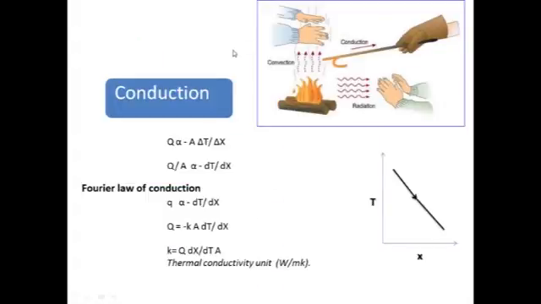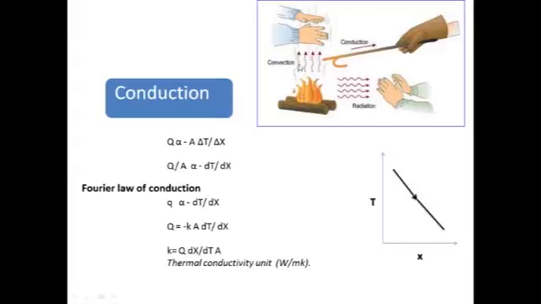Now let us go to conduction, the first mode of heat transfer. We'll see some details in it. If you look at this figure, if you keep a solid steel rod in the fire, the end of the rod gets heated up and that heat is propagated through the rod and reaches the hand. This mode of heat transfer, which occurs without any motion of the molecules within the body, is known as conduction heat transfer.